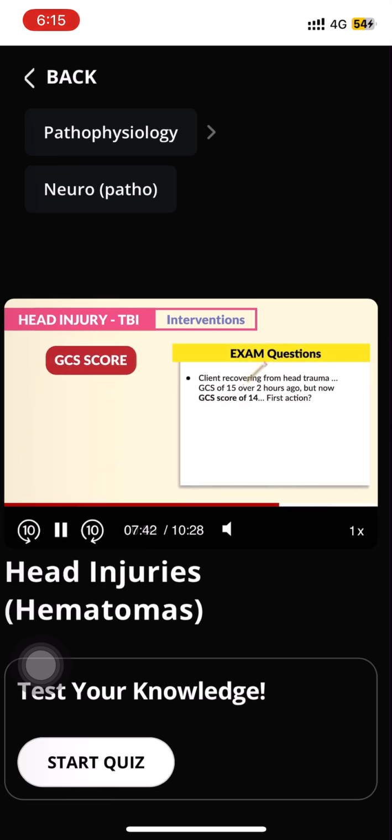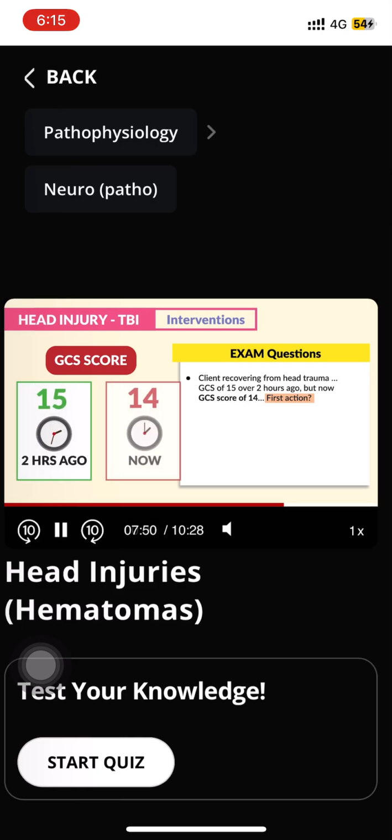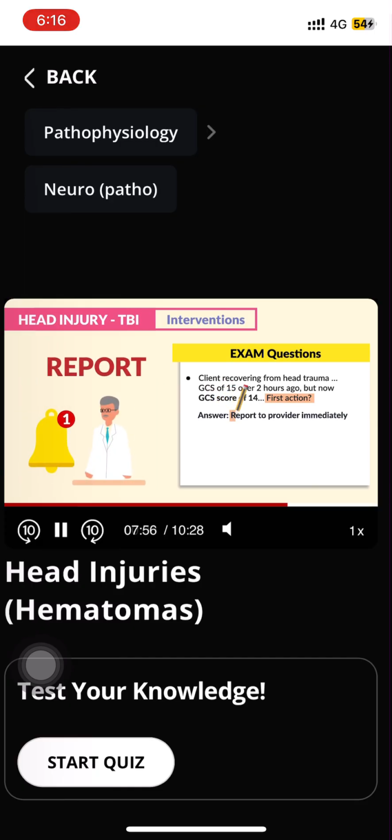Now, 2 common exam questions here. Question 1, the client recovering from a head injury had a GCS of 15 over 2 hours ago. But now the GCS score is 14. What is the first action? So the correct option is to report to the provider immediately.